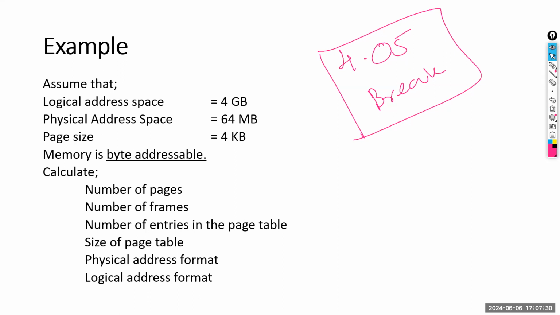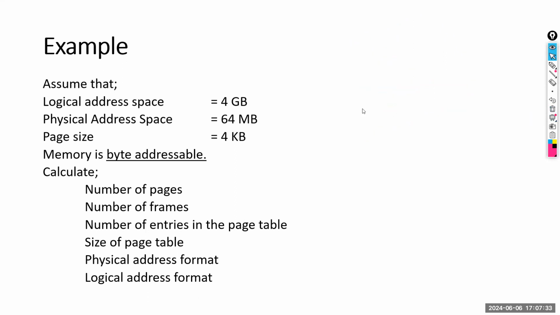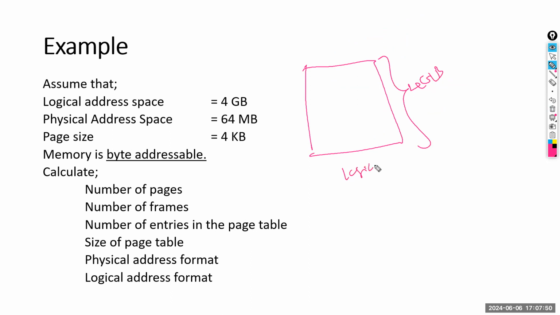Your logical address space is 4 GB. Address space means your programs look at the memory as 4 GB capacity. Okay. So that is what is meant by that. So it looks at it as 4 GB. Okay. Logical memory.